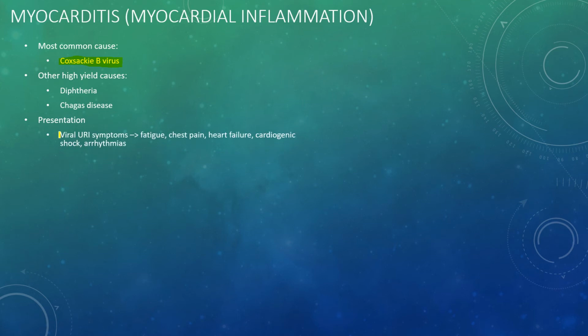Presentation of this disease. You start with viral URI symptoms. Alright, it starts out as a common cold, but then rapidly progresses to cardiogenic shock, heart failure, chest pain, and even arrhythmias. This can be pretty fatal in patients and should be treated accordingly and managed accordingly.